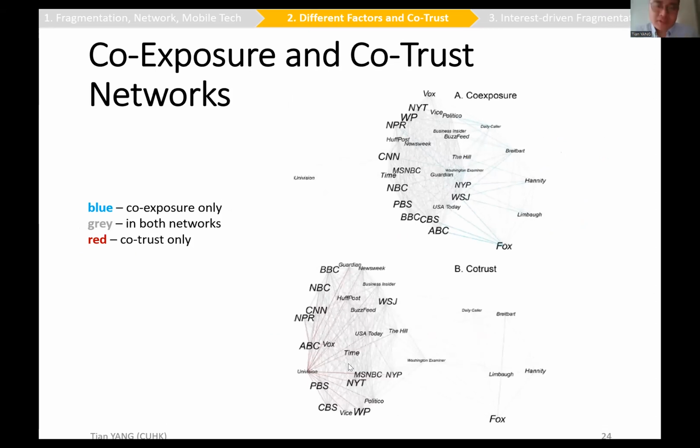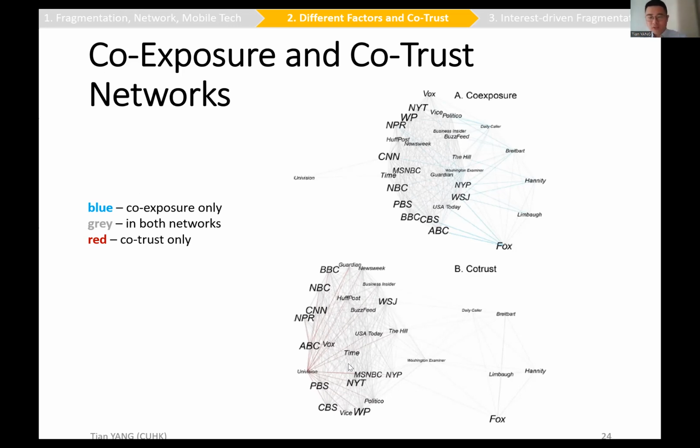Okay, so here are the results. One quick sentence about the data, because we need to deal with the engagement and the cognitive level. We use the survey results from the Pew ATP survey, which has both trust and exposure. It is self-reported for 30 media outlets in the US. In this figure, the upper part is the co-exposure network, and below is the co-trust network. I use the gray color to mark those edges that appear in both networks. Okay, we see many, many gray edges. I use the blue color to mark the edges appearing in the co-exposure network only, and the red color to show those edges that appear only in the co-trust network.